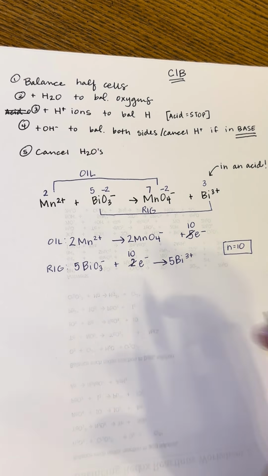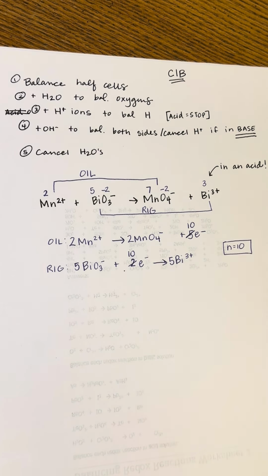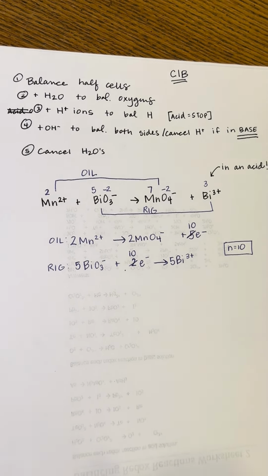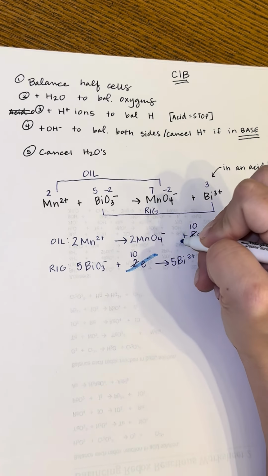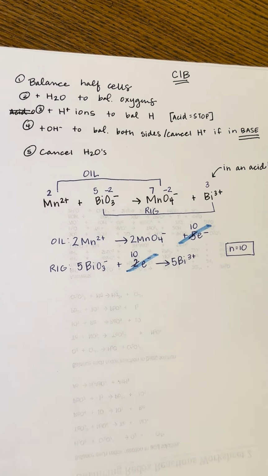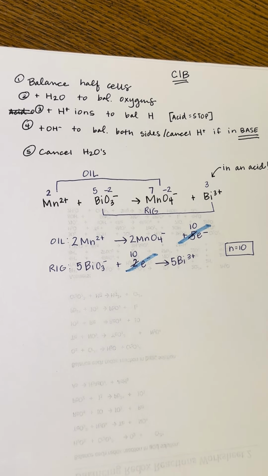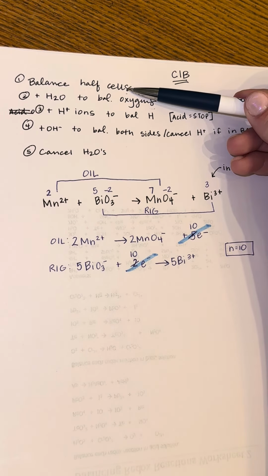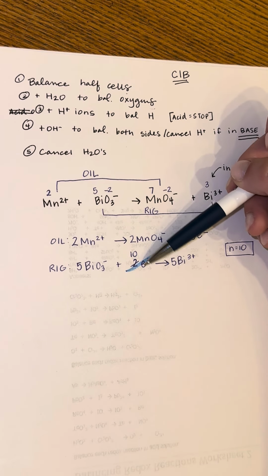I'm just trying to get you used to identifying. And I can now see that my electrons cancel. So 10 electrons on the reactant side cancel out with 10 electrons on the product side. So I've done step one. I balanced half cell reactions. We've done that before. Now we're going to put them back together.